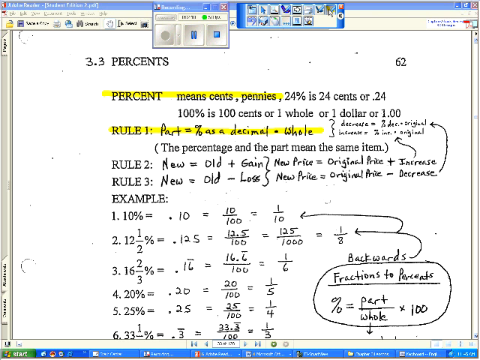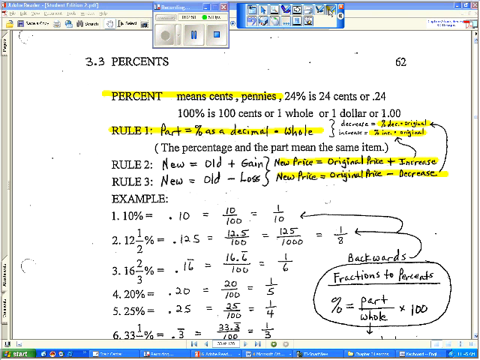And it's going to be some derivation of that, a derivative of that, on the tax test. Part equals percent times whole. That's the basic percentage equation. And then there's 2 other choices. New price equals original plus increase, where we branch that off into percent increase times original. New price equals original minus decrease, where we branch that off into percent decrease times original.